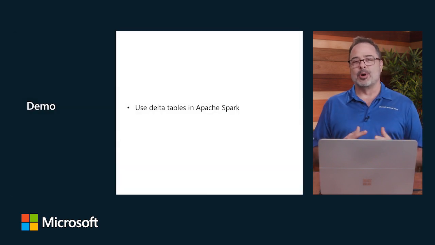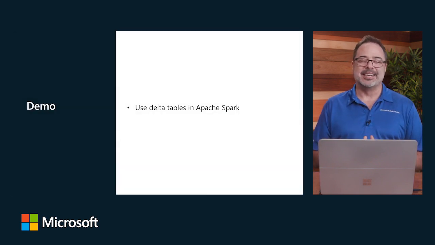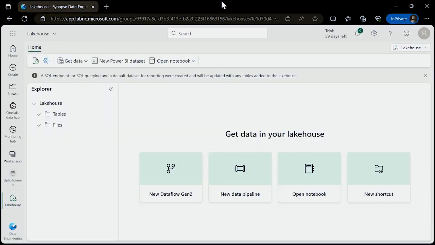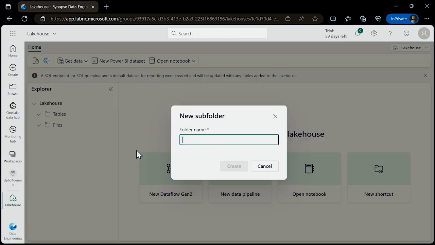Now that we know a lot more about Delta tables, let's do a demo to see it in action. All right, so we're back in our Lakehouse, and one of the first things we're going to do is go get some data. So let's come over here to Files, and we're going to create a subfolder, and let's call this Products, so we have some data to work with.